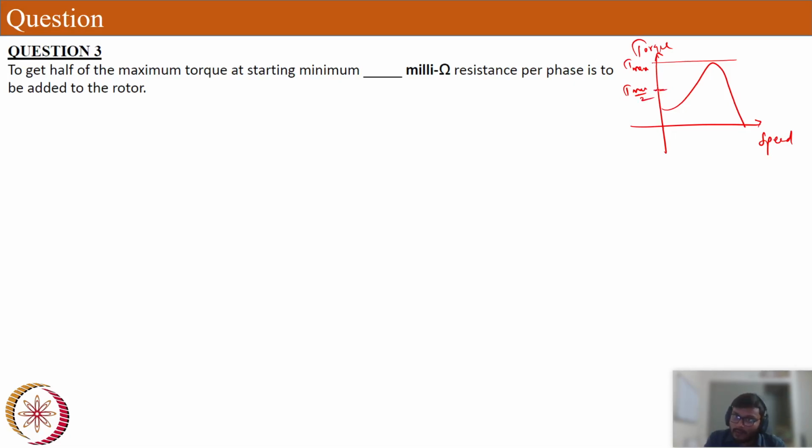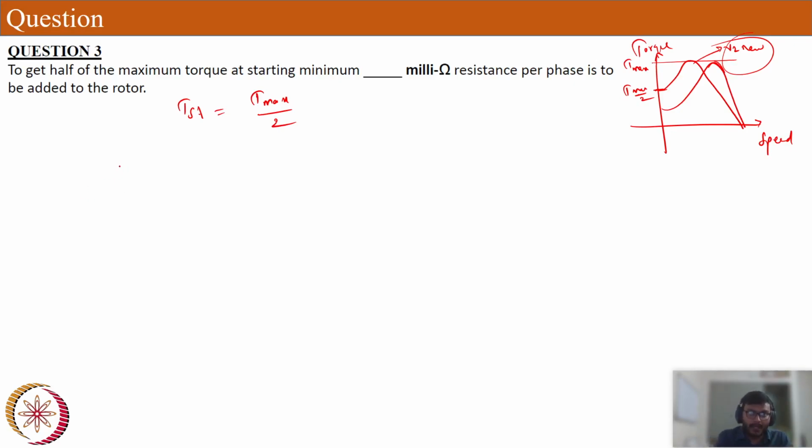They are saying that I want to get this torque at the starting. So this is how my new curve would look like, right? Now to get this kind of starting torque, what is the R2 new? Again, what is the relation which we can use here? Because I know from the question, T starting is equal to T max by 2. That I know. Now, what kind of relation can help me in solving the question?